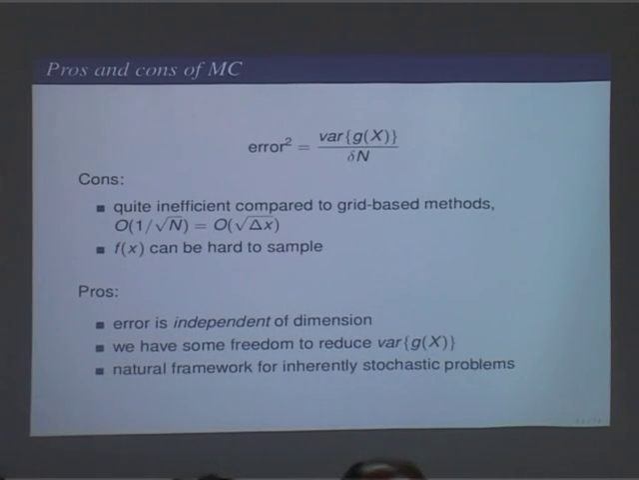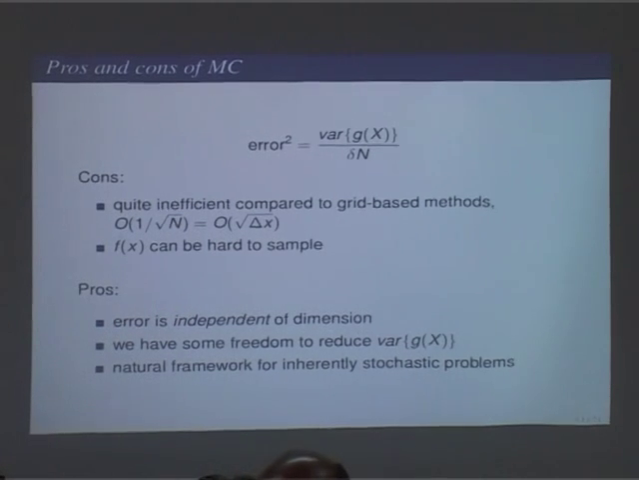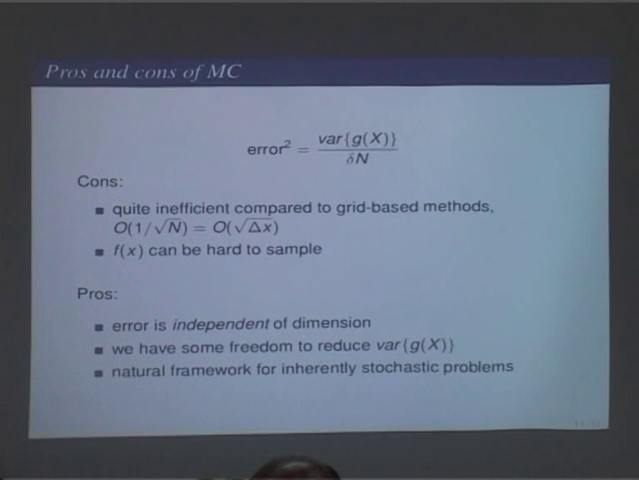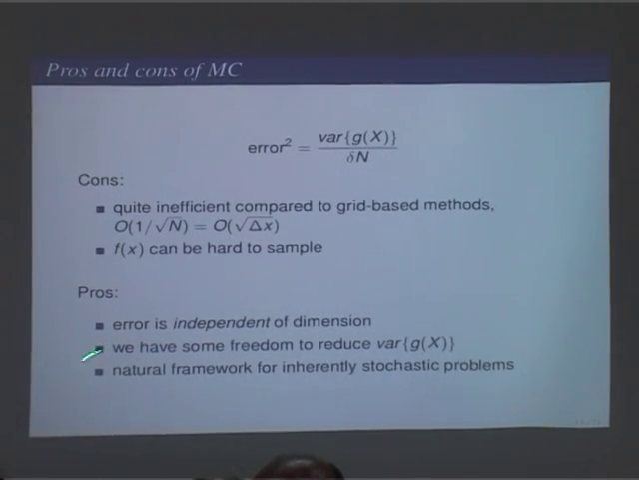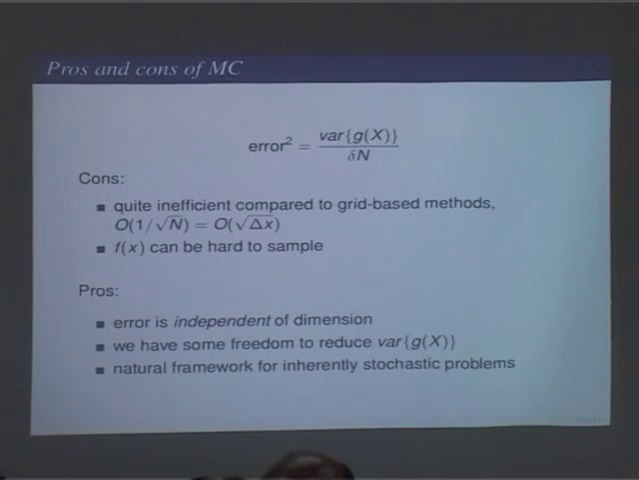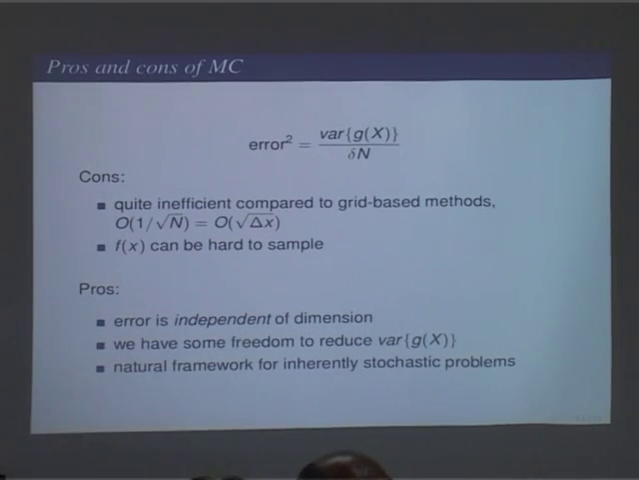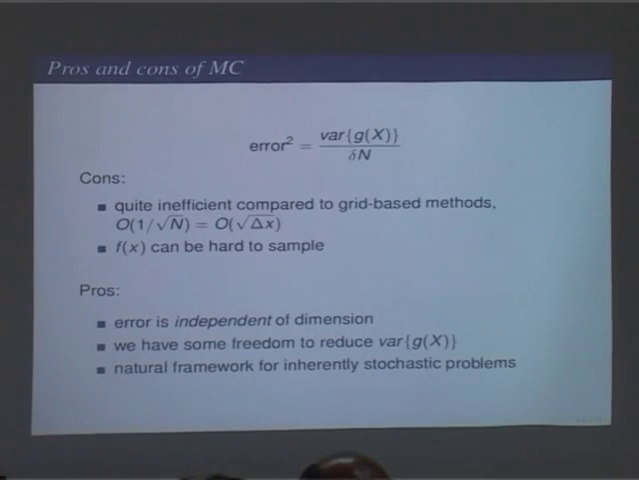And if you choose a bad F, maybe you get something that's hard to sample. If you choose a bad importance distribution, or just a distribution to sample from. Right, and then the pros, and this was talked about: the error is independent of dimension. And this is the key for importance sampling, that we have some freedom to reduce this variance. And of course, sometimes these integrals just come to us in a stochastic problem already in this framework. So Monte Carlo is natural.